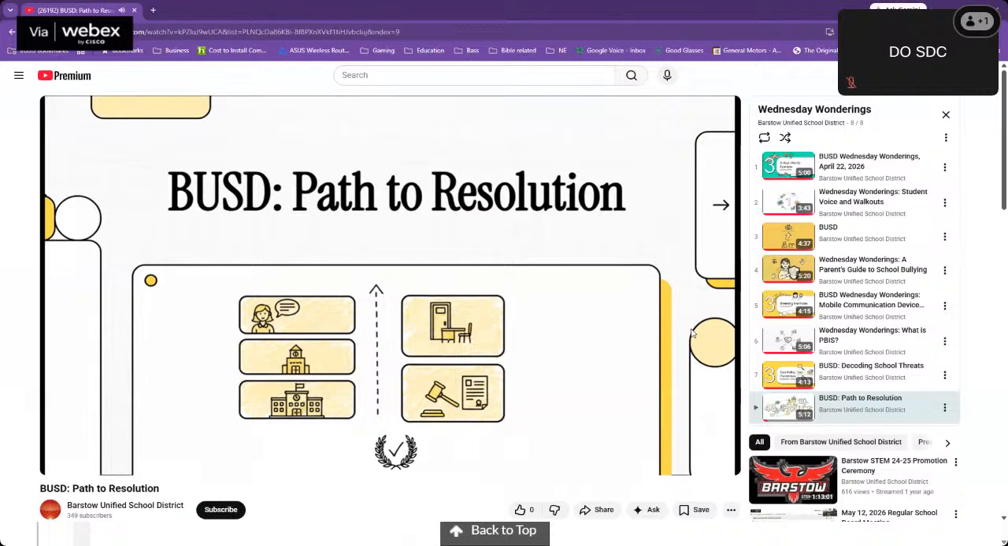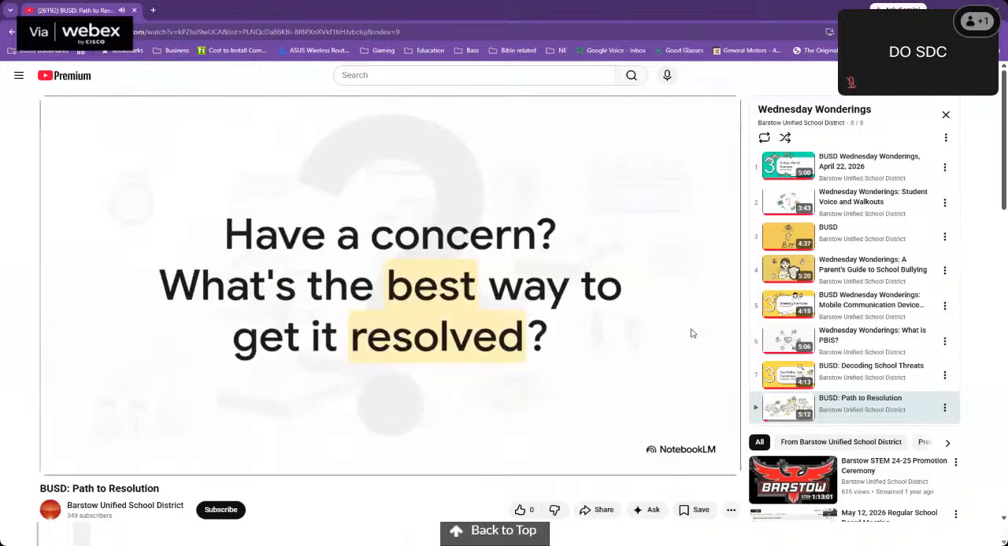So, you've got something on your mind. Maybe it's about a grade, something that happened in the classroom, or maybe a bigger school policy. The question is always the same, right? What's the best way to handle it? How do you make sure you're heard and that things are handled fairly and quickly without just getting lost in the shuffle? Well, the good news is you don't have to guess.